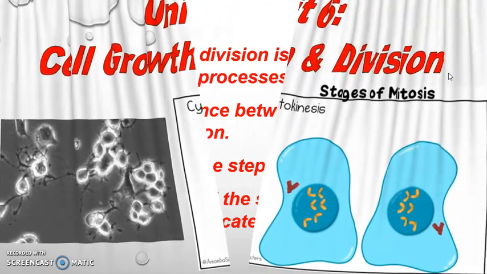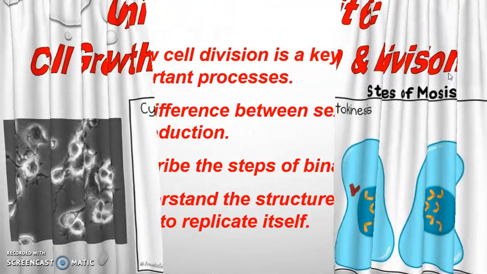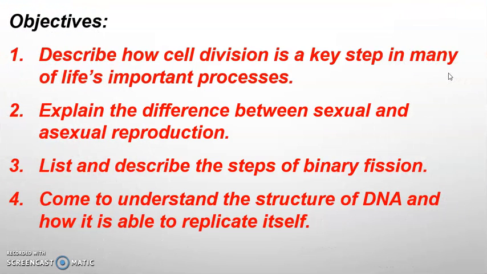Our objectives for this unit overall are the following. We want to be able to describe how cell division occurs and all the key steps that are involved with it. In this particular lecture video, we're going to go over the differences between sexual and asexual reproduction. We will also describe the steps of what's referred to as binary fission. And eventually, as I mentioned, we'll come to understand both the structure of DNA as well as how it's going to be able to replicate itself, which is one of the more technical aspects of this unit.